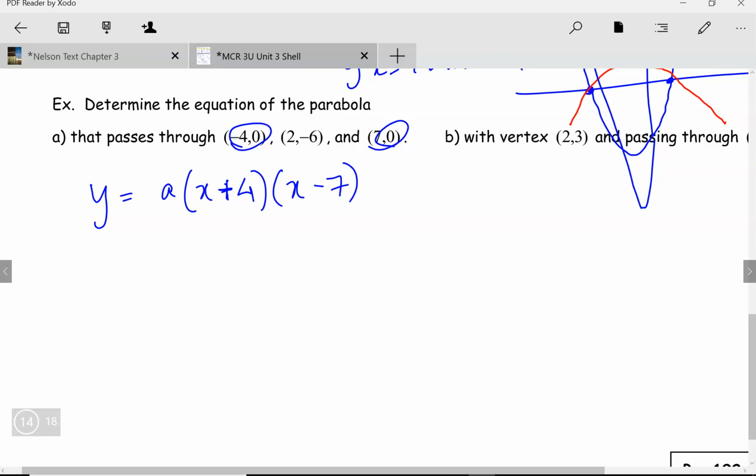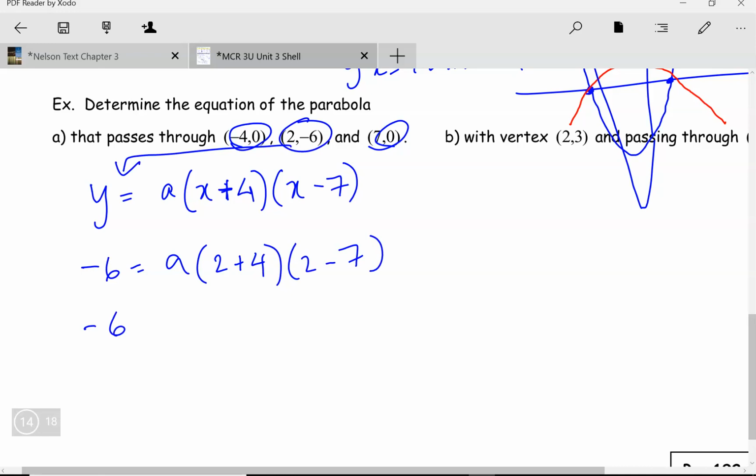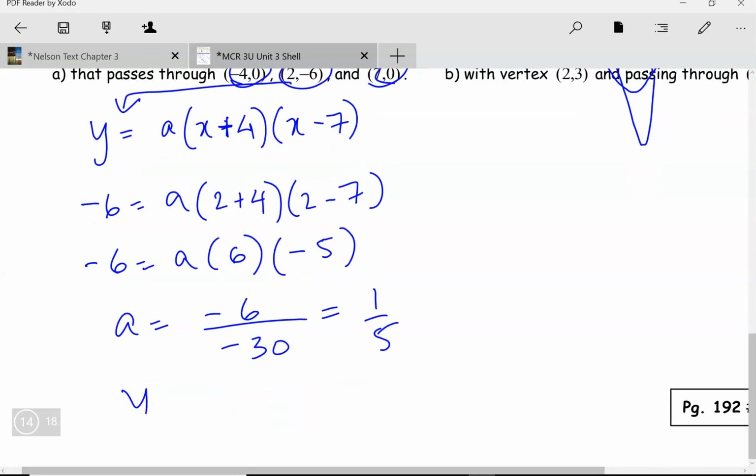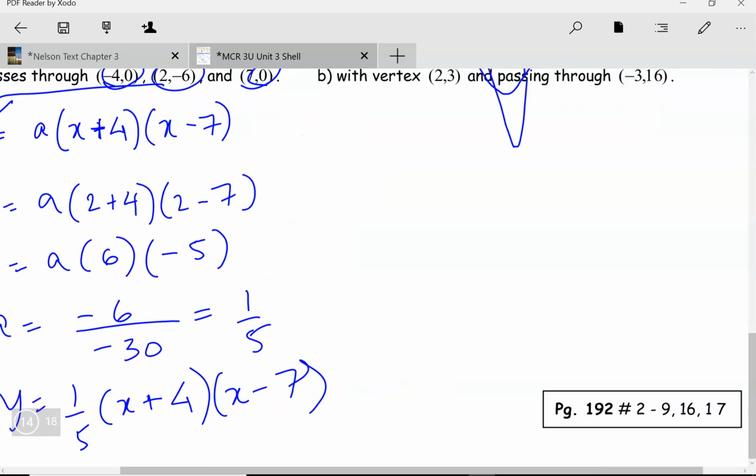Negative 6 equals a times 2 plus 4 times 2 minus 7. Again, I'm putting this point into this equation to solve for my a value. And that's about that. So y equals 1 over 5 times x plus 4 times x minus 7. Again, hopefully we're good with all this easy peasy stuff.